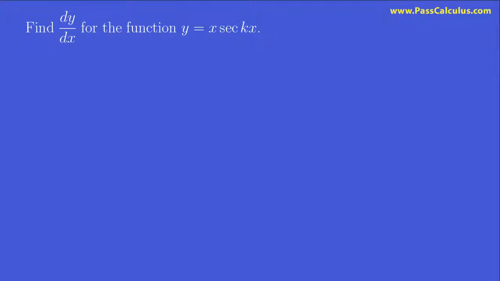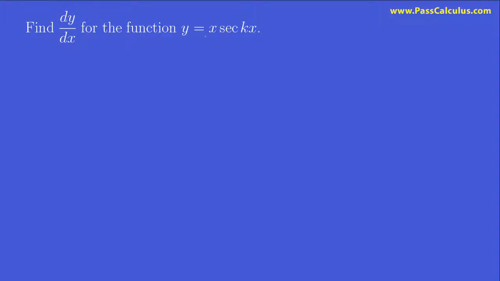For this question, we have to find the derivative of a secant function. Remember what the derivative of secant is. The derivative of secant is secant times tangent. So we'll keep that in mind. The value of k here is a constant, so don't get confused by that.